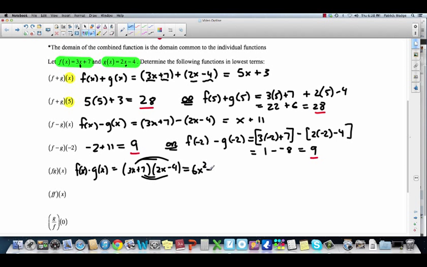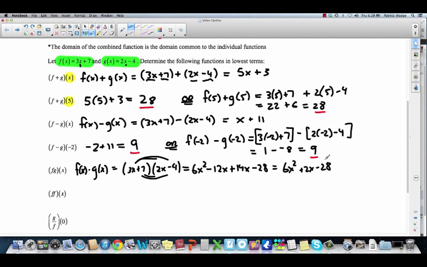3x times negative 4 is negative 12x. 7 times 2x is 14x. 7 times negative 4 is negative 28. Combine the two terms in the middle, we get 6x squared plus 2x minus 28. That's pretty good. You could factor it, but it doesn't say to factor. This is good, let's just leave it there.